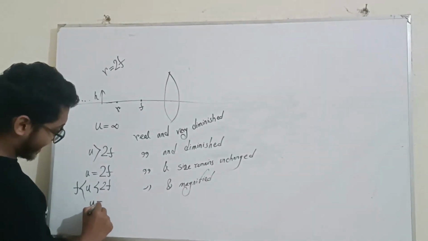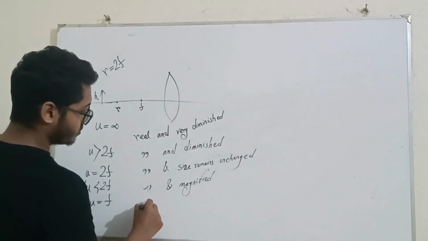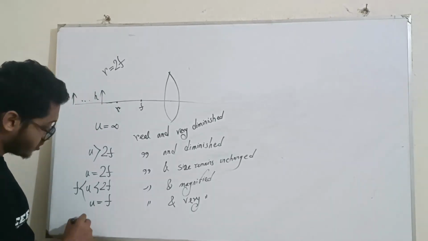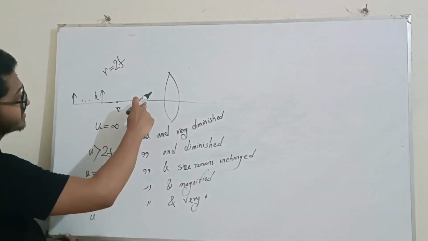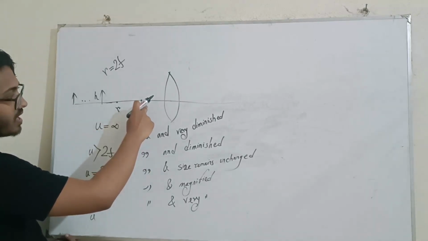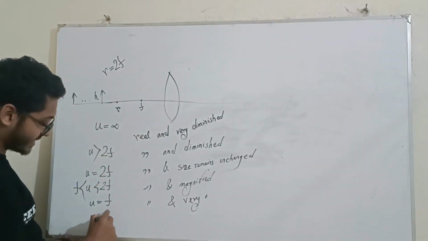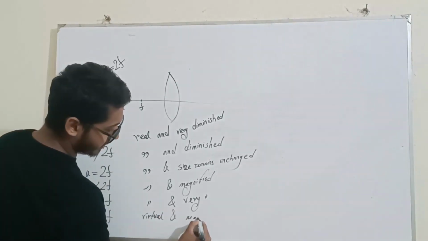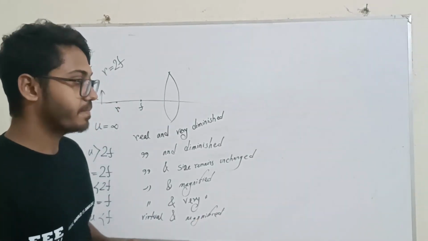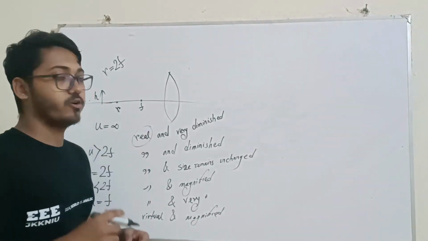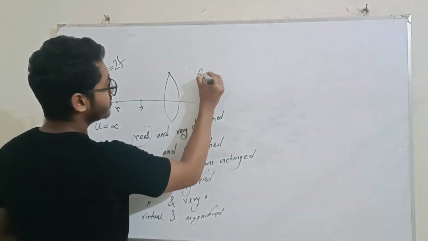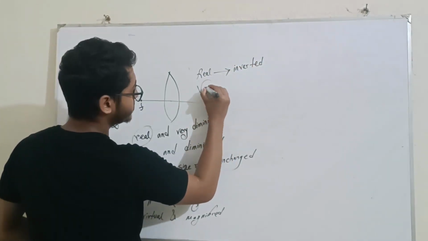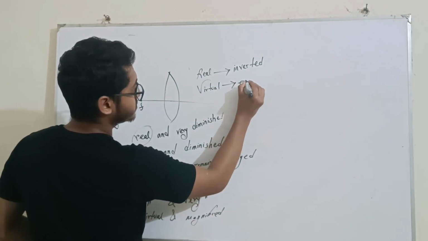If u is at the focal point, then the image will be real and very magnified. If the object is situated after the focal point, that is u is less than F, then the image is virtual and magnified. Now one more thing, a real image is always inverted. However, a virtual image is always erect.